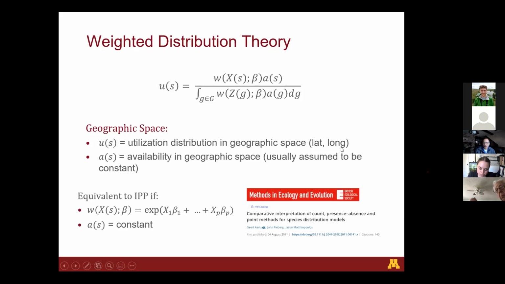In this paper in 2012 with my colleagues Geert Aarts and Jason Matthiopoulos, we showed that this exact way of thinking can also be shown to be equivalent to an inhomogeneous Poisson point process if we have this exponential function as our weighting function, and if the availability of locations in geographic space is constant. So all areas are equally available to our individuals at all points in time.